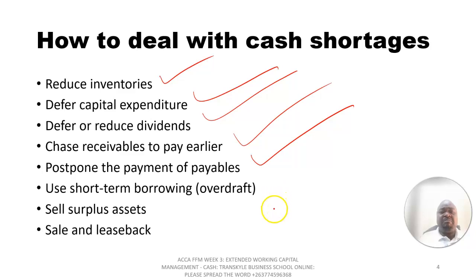Use short-term borrowing. Yes, sometimes we can use overdraft, provided our financiers are willing to give us such a facility. We can use overdraft. However, overdraft rates are high. Okay, you need to point out that overdraft rates are usually very, very high, and the money is paid upon demand. So this is why if you took an overdraft, the moment your cash deposits are made, the bank will first of all take their overdraft and then leave you with the extra. Okay.